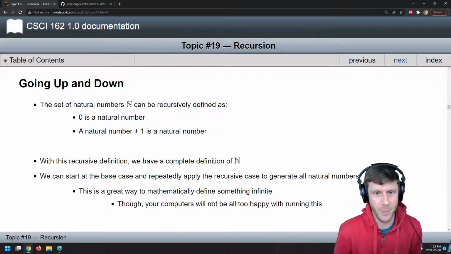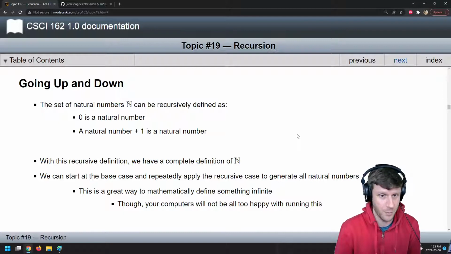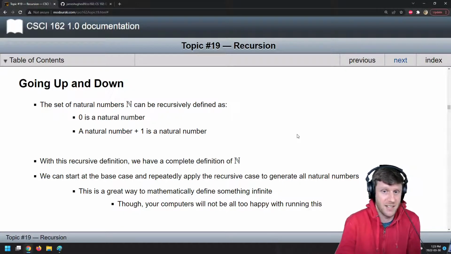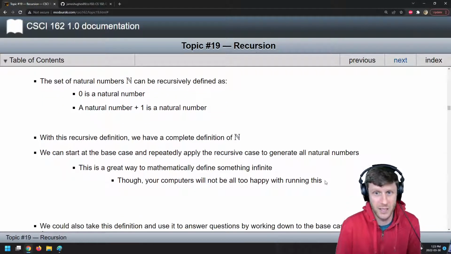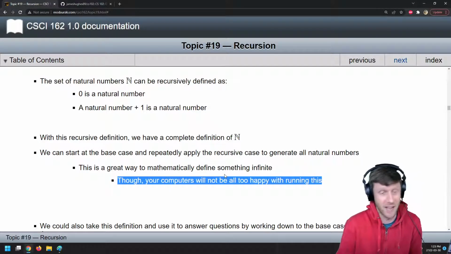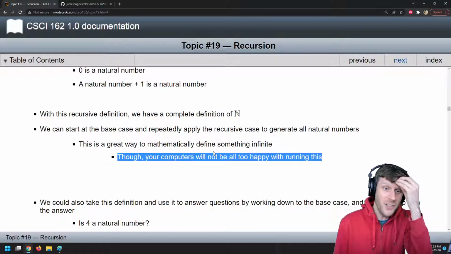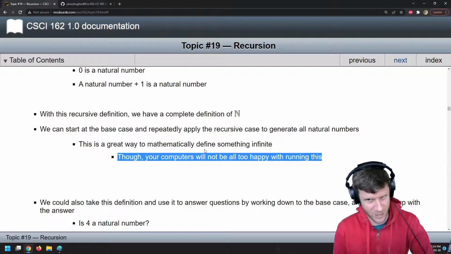So we could start at the base case and repeatedly apply the recursive case to generate all natural numbers. And this is a great way to mathematically define something infinite. Though your computers will not be happy running this because you'll get a stack overflow. You made too many call frames to push on your system stack. But we could also take this definition and use it to answer questions by working down to the base case.